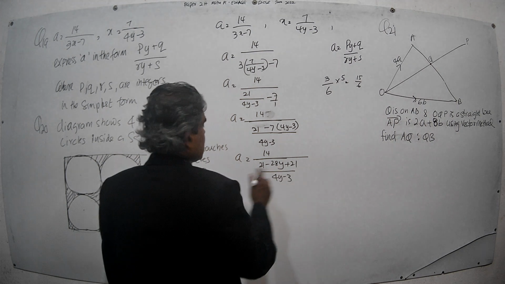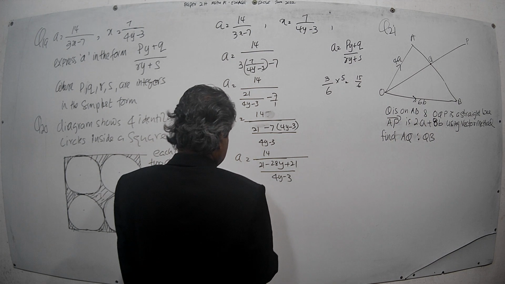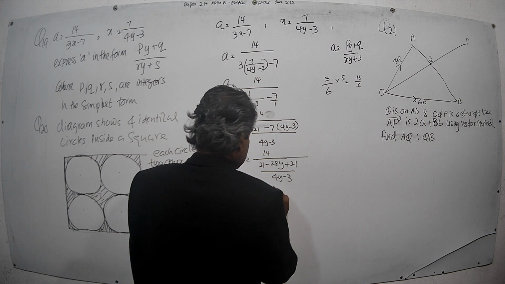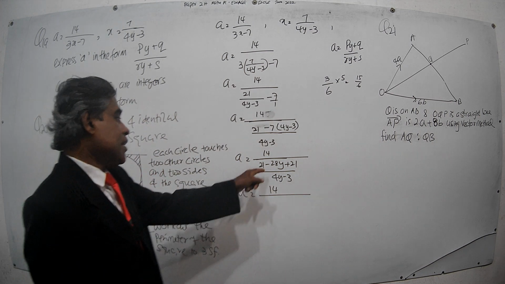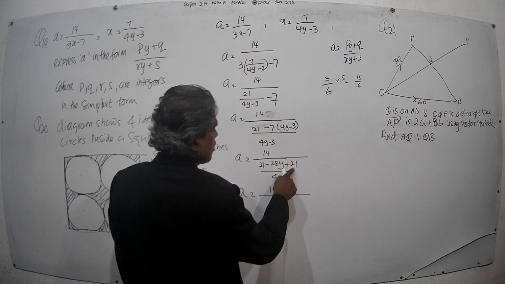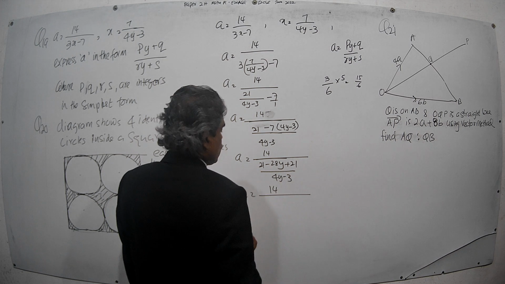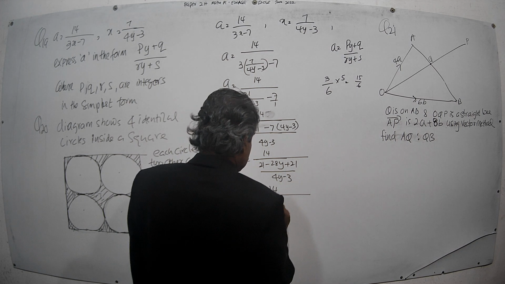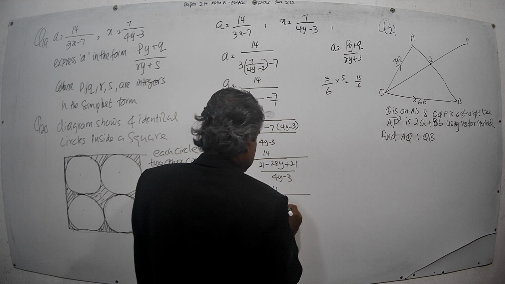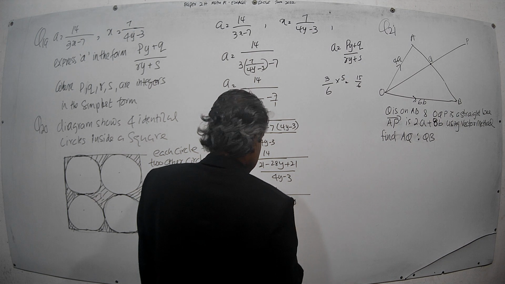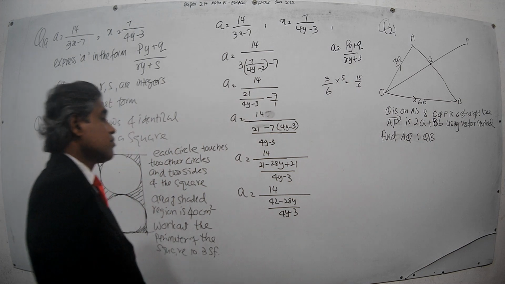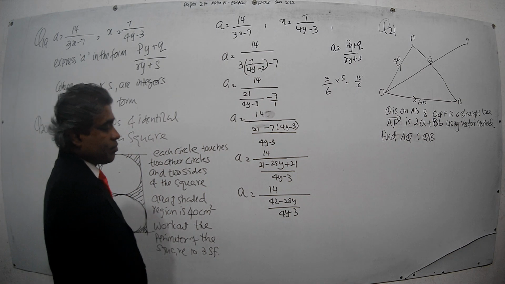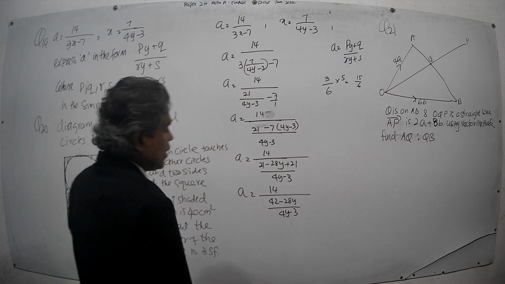Right, then we can further simplify this. A equals, then this 14, that is the numerator. Then the denominator we again simplify. This 21 can be added there, like terms. Then 21 plus 21 is 42. 42 minus 28y over 4y minus 3. Oh, like that. Oh, we have done that. Now we know this one.